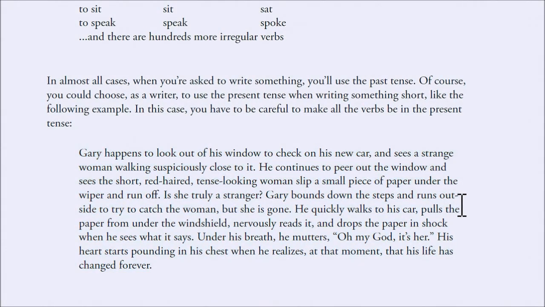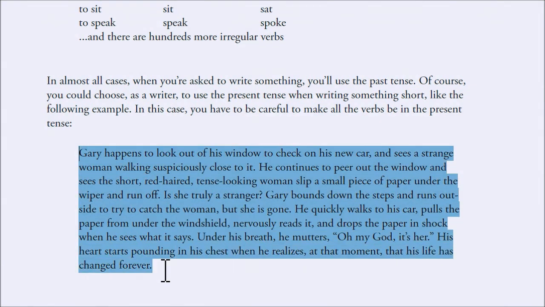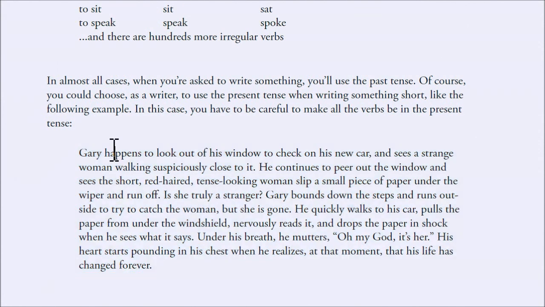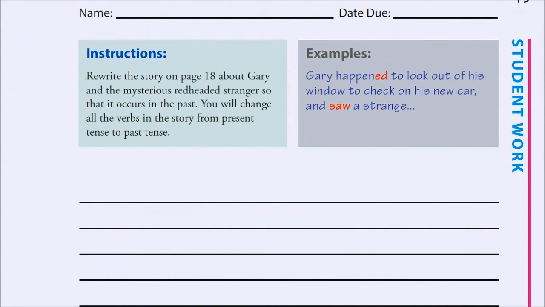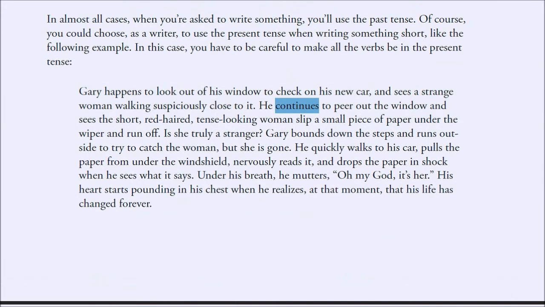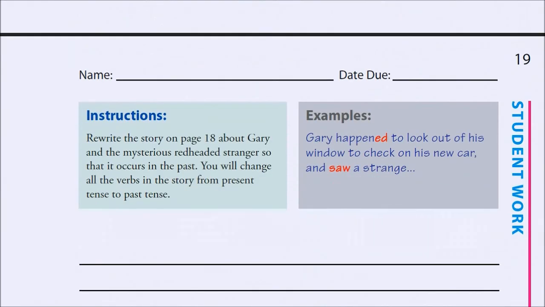Okay, now you see this story here? This is an example, this is going to give you a way to show that you totally understand verb tense. This story here is completely in the present tense. Everything is in the present tense. "He happens to look out his window to check on his new car and sees a strange woman walking close to it. He continues." See, everything is in the present tense. So for this homework, you're going to rewrite this present tense story so that it occurs in the past.